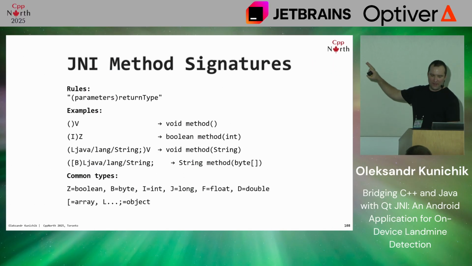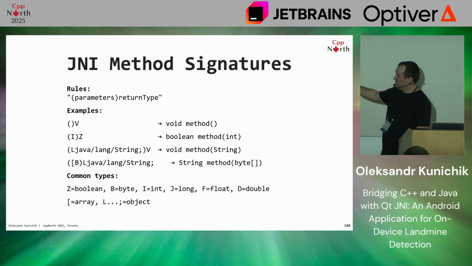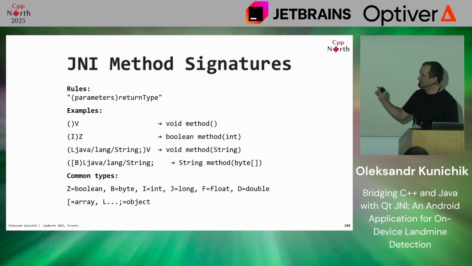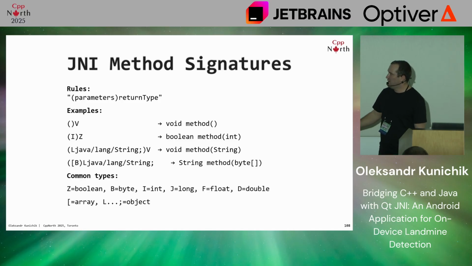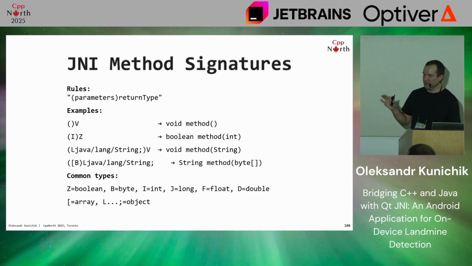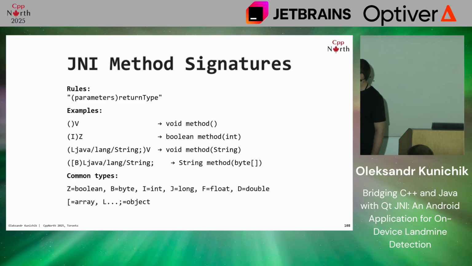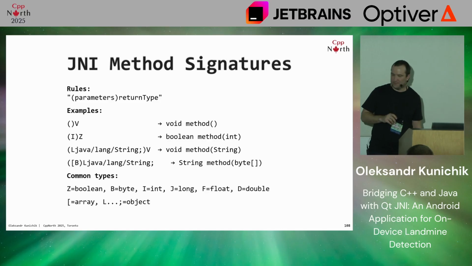Here is how the signatures look. Usually we have some parentheses. Those are the parameters. Inside, one letter is the type. It's a primitive type. If it's something bigger, it's usually either an array or some object. And objects must be surrounded by the letter L and a semicolon at the end.